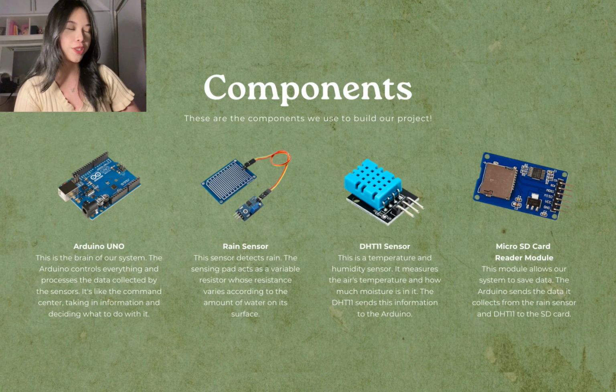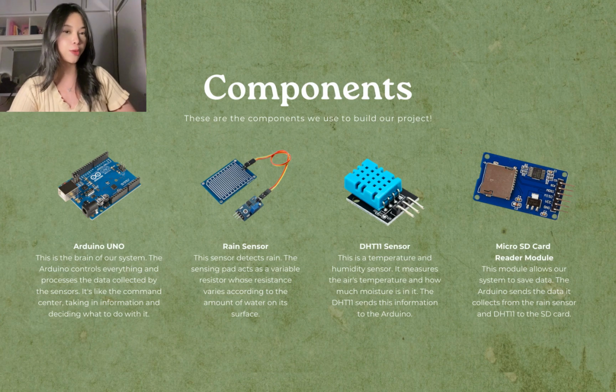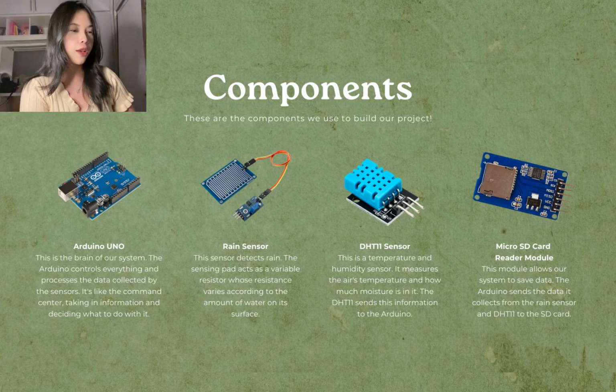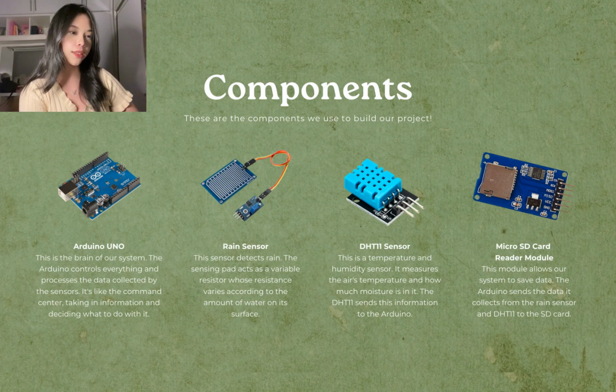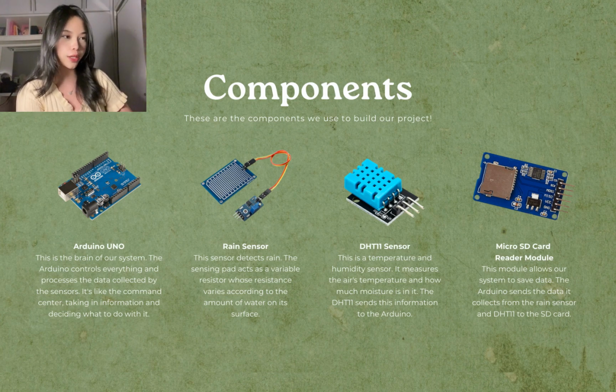Okay, now I'm going to explain the components we use to build our project. First, here we have Arduino Uno. This is kind of like the brain of our system because the Arduino is the one who controls everything and processes the data collected by the sensors. It's like the command center, taking in information and deciding what to do with it.